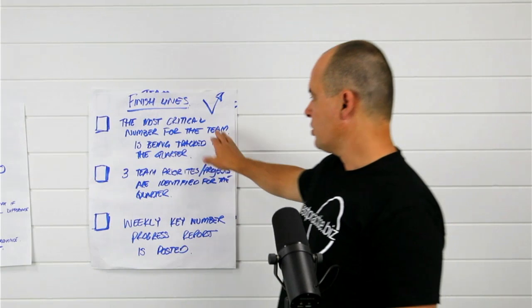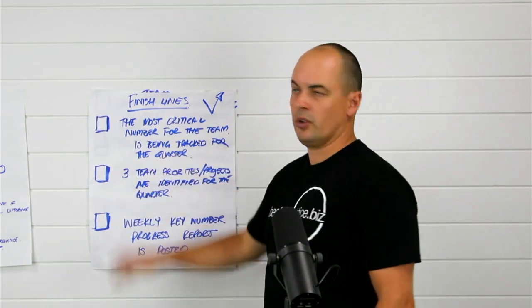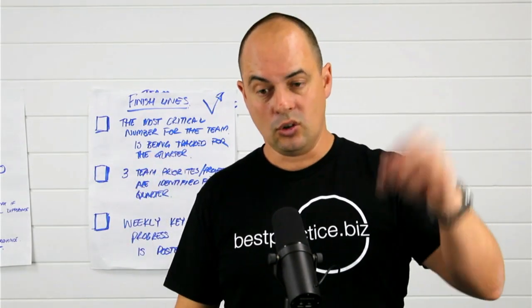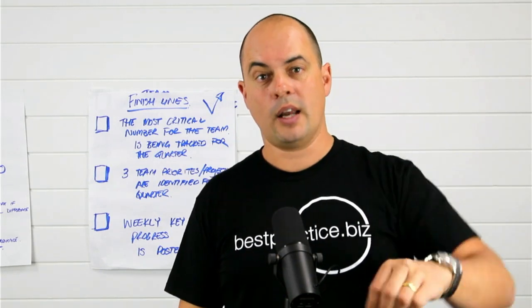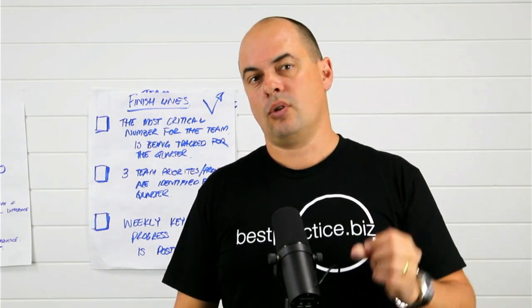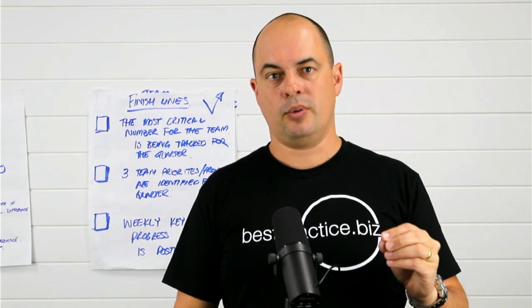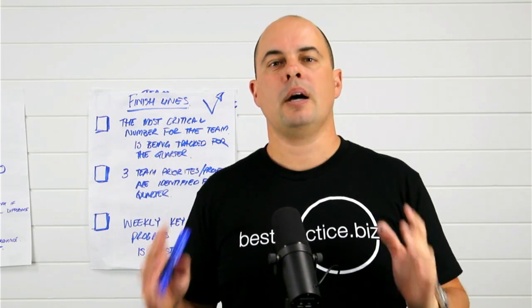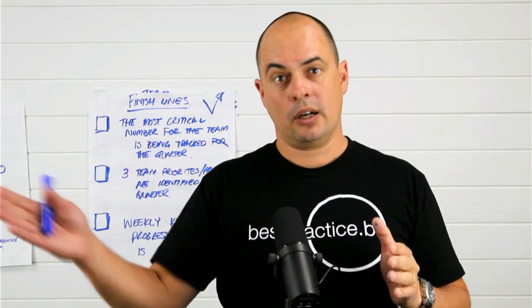So we say the most critical number for the team is being tracked for the quarter. Rate yourself on a score of 0 to 10 for you right now in your organisation, in your team, in what you're doing for work right now. Do you have a clear picture of your organisation's performance? Do you have a clear picture of your performance? What's your goal? What's that most important number? What's the must-do number for you between now and Christmas?